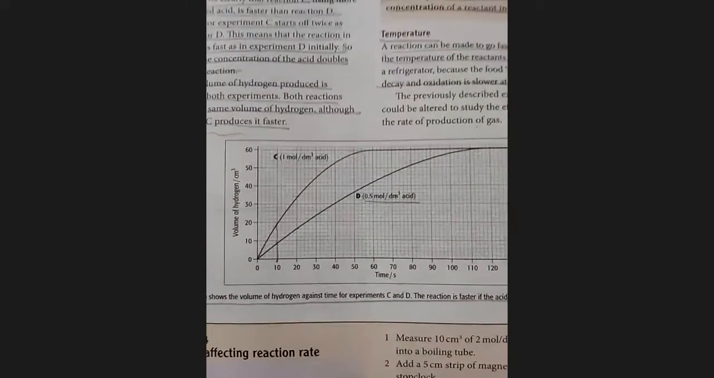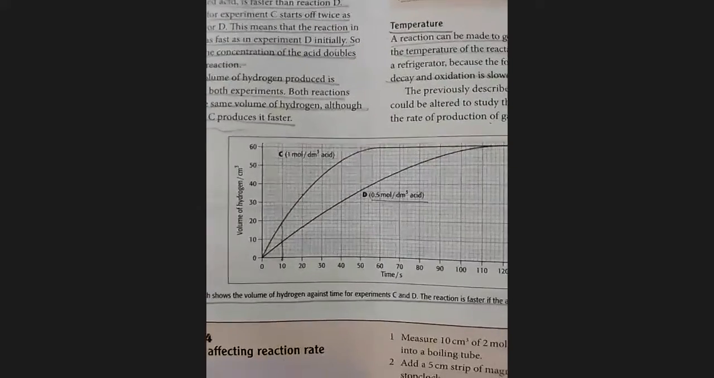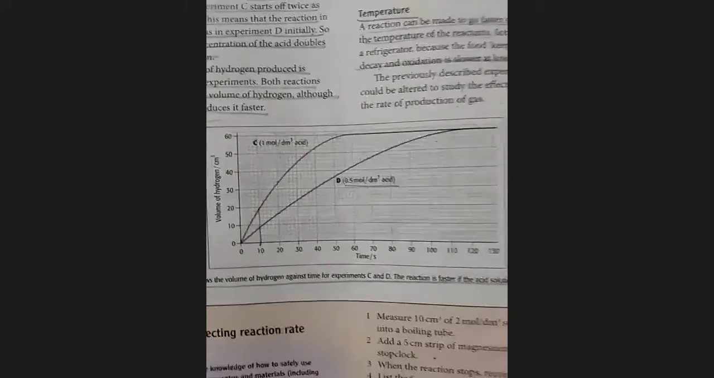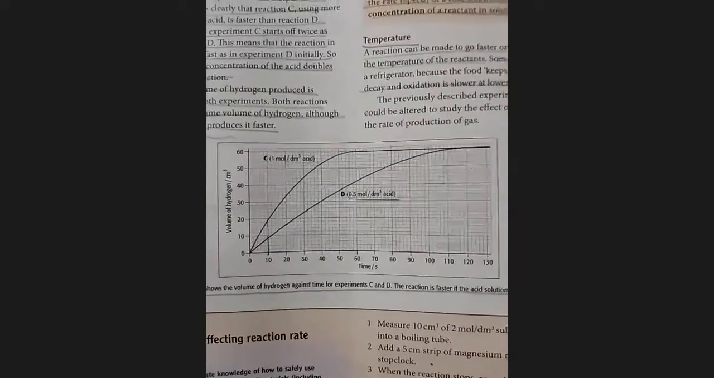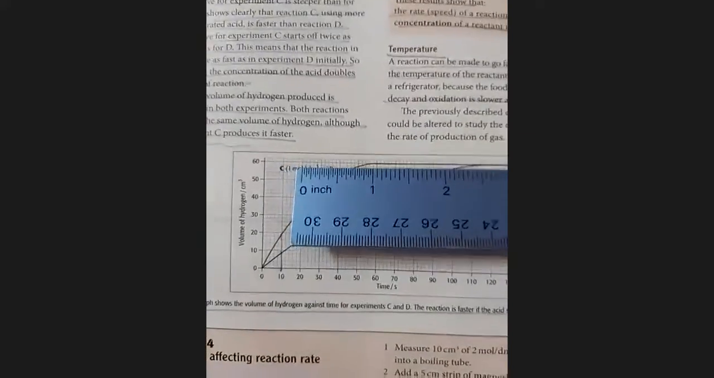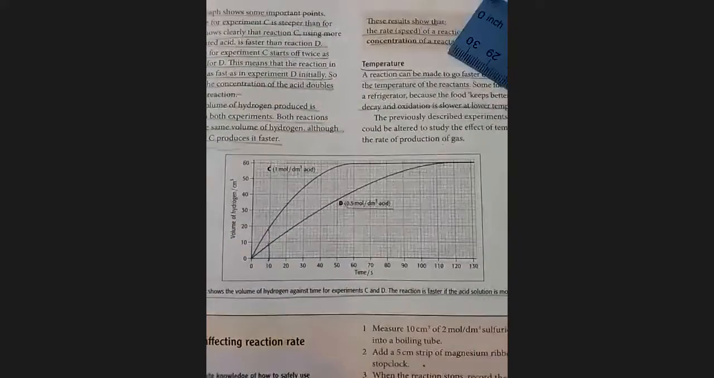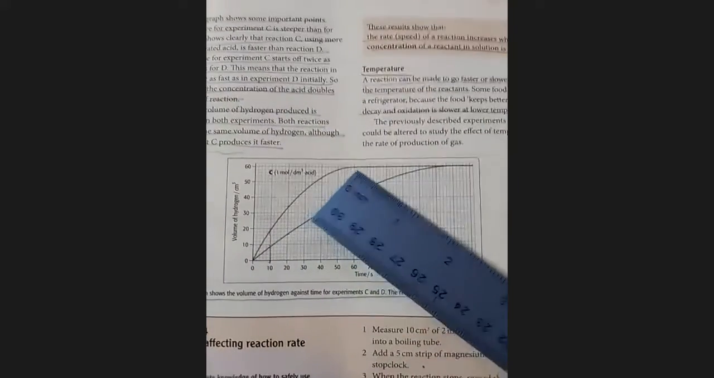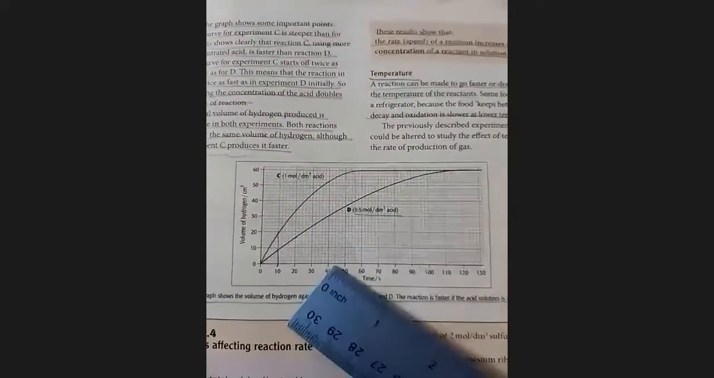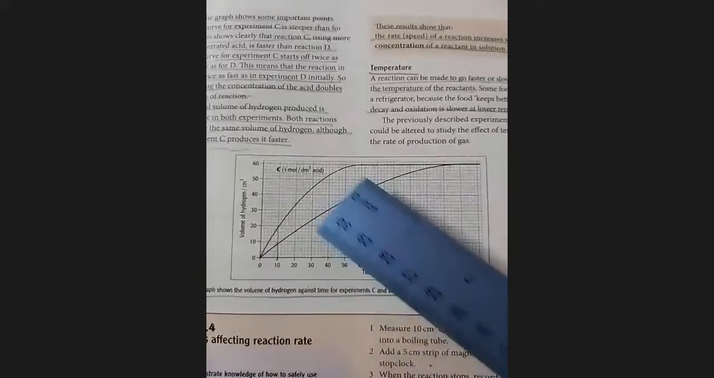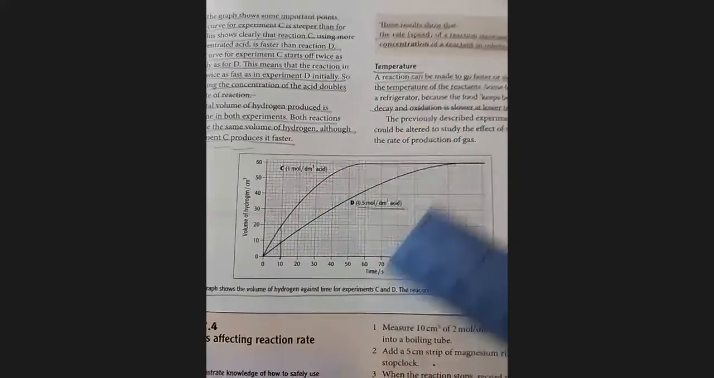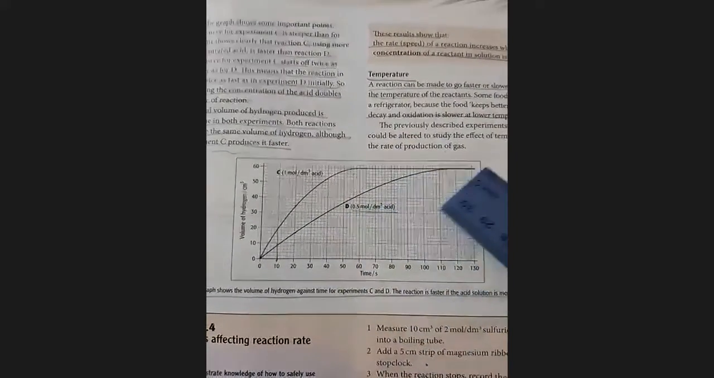Where the line was horizontal. Why should the line be horizontal? Because no more products were made. Yes, that means the volume of hydrogen is no longer increasing, meaning whatever hydrogen had to be produced is now produced. No more hydrogen is being produced. So time is going on, but no more hydrogen is being produced.